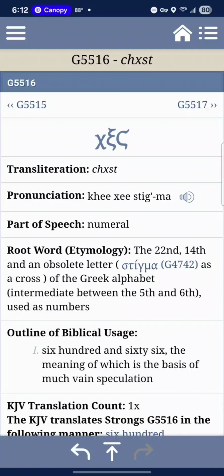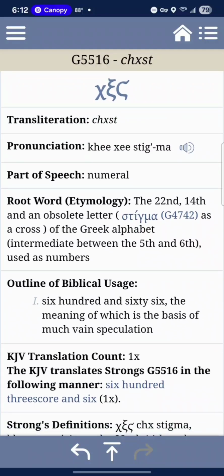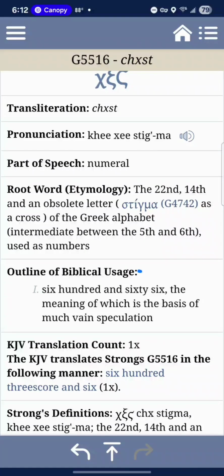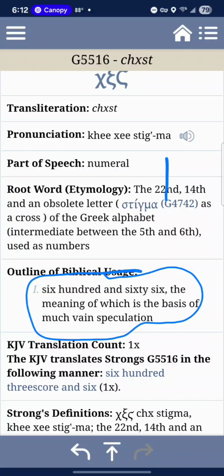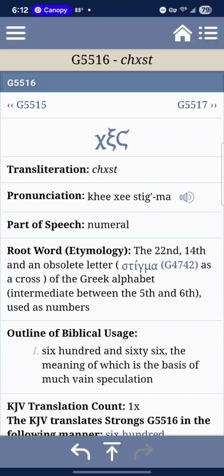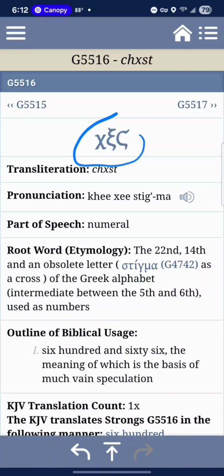First off, you will notice that the transliteration kind of resembles Christ. Okay? That is why we do not use Jesus Christ, the name of it. We use YaHUHAy. That is his true name. And it states right here, the outline, the meaning of this is 666. However, Mashpaka, I'm going to show you what chi xi stigma actually really means.